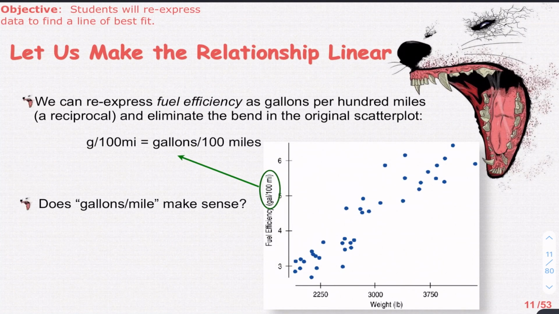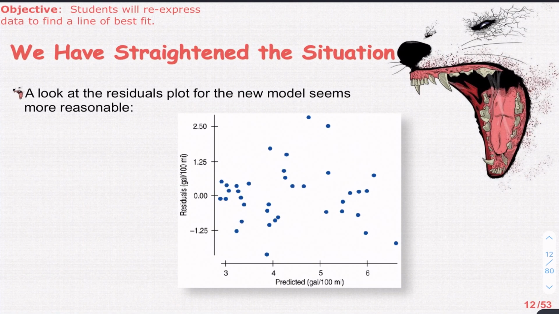If we flip those, notice, what gets changed is the y-axis. We can re-express fuel efficiency as gallons per 100 miles, which is a reciprocal, and eliminate the bend in the original scatter plot. So does gallons per mile make sense? In this case, instead of having that negative bend, as weight increases, the more fuel it takes to drive 100 miles. That's how we interpret the slope.